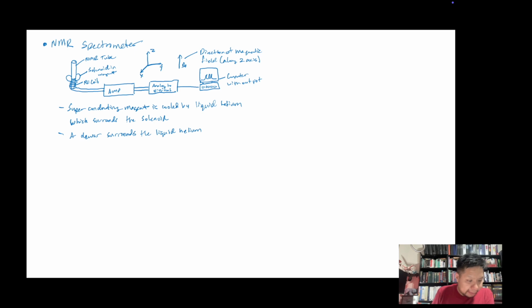But that's not enough, because that dewar is then surrounded by liquid nitrogen too to keep it cold. And then to keep the liquid nitrogen from evaporating off, because liquid nitrogen helps keep the helium from evaporating off, that's also surrounded by another dewar, which is the reason why these instruments get so big, right?